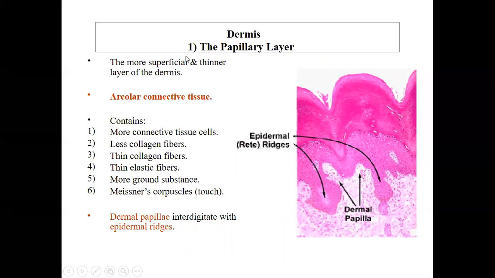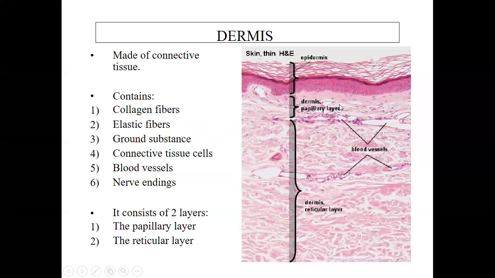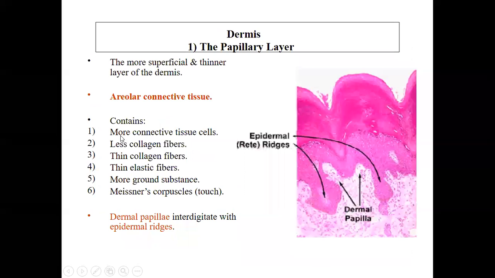Okay, the papillary layer is the more superficial and thinner layer of the dermis. So you can see here, this is the papillary layer, more superficial and thinner compared to the reticular layer. It is made up of areolar connective tissue. It contains more connective tissue cells, less collagen fiber, thin collagen fiber, thin elastic fiber, more ground substance, and it has a Meissner's corpuscle that senses touch.